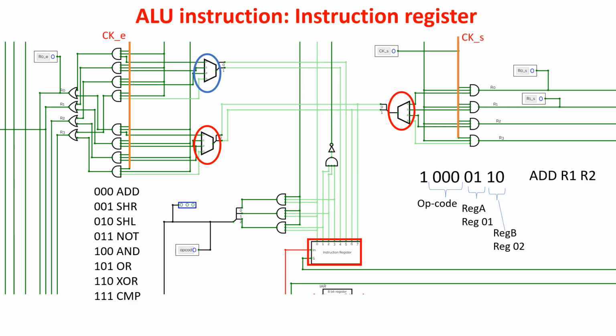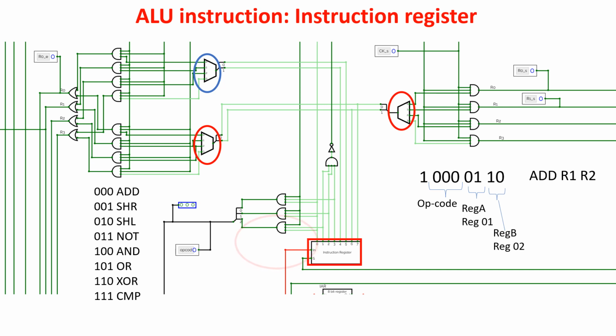Here comes the step for the enable of reg B, and the step for the enable of reg A, and eventually the step for the set of reg B, which is the last step, in which we store the result of the ALU operation in a register.